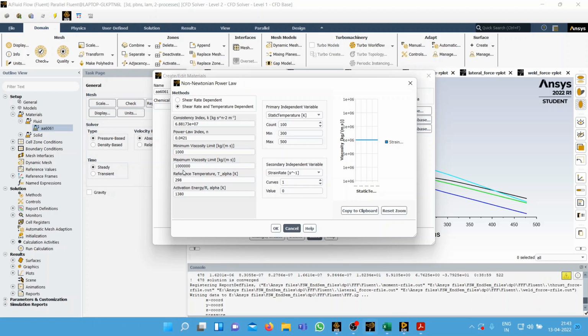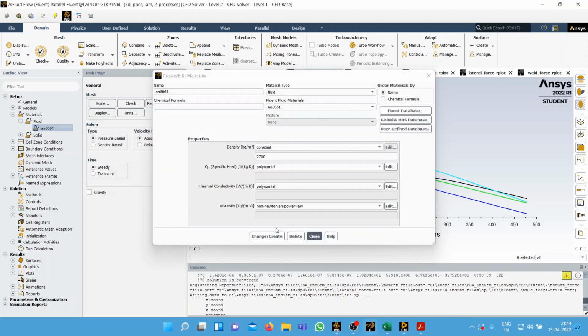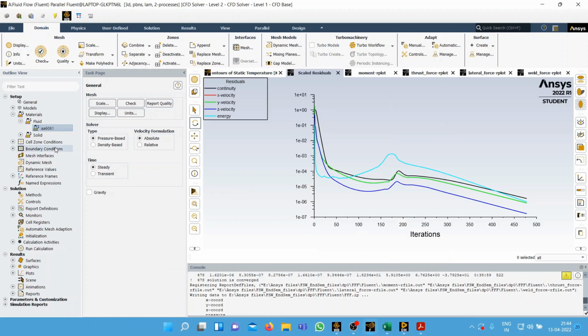It is also not necessary; 10 to the power 4 or 5 can also be provided, then also we are going to get the same result. And the reference temperature is taken as 298 Kelvin, activation energy as 1380, and the primary independent variables, that is static temperature, minimum and maximum, in Kelvin it is given as 300 and 500. Here these are the properties we have assigned for the thermal properties.